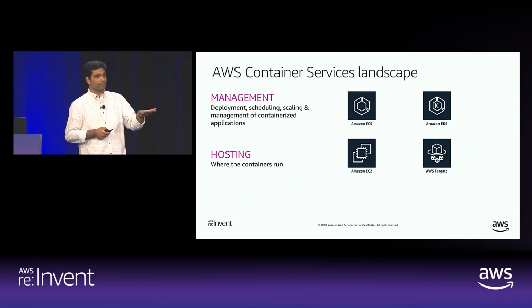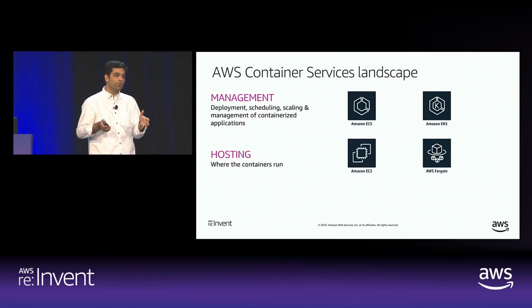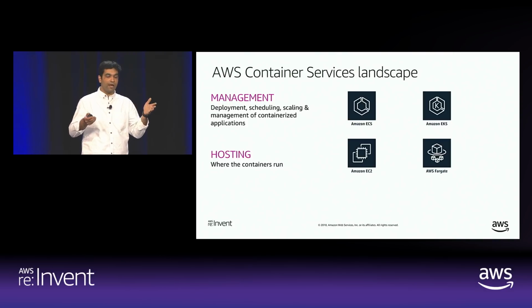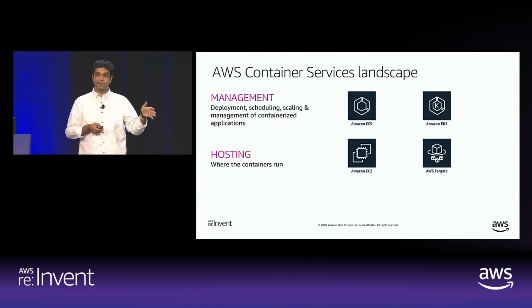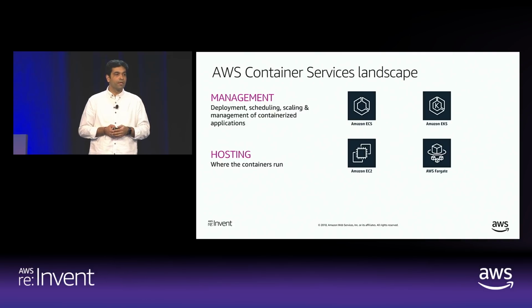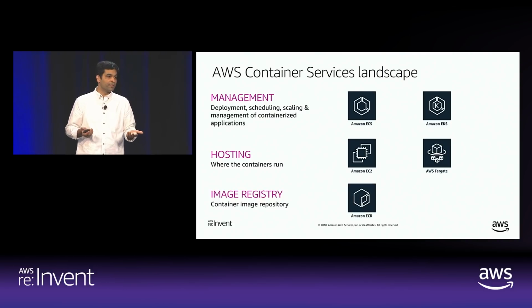At the hosting layer, you still have to run these containers somewhere. You can manage them at scale using the Amazon ECS or EKS, but you need to run them somewhere. That somewhere is either EC2 that you manage yourself, or you just run them on Fargate, which is serverless containers. And lastly, you need to store those images somewhere so that you can deploy across the different services that you plan to deploy on. And that's with Amazon ECR.